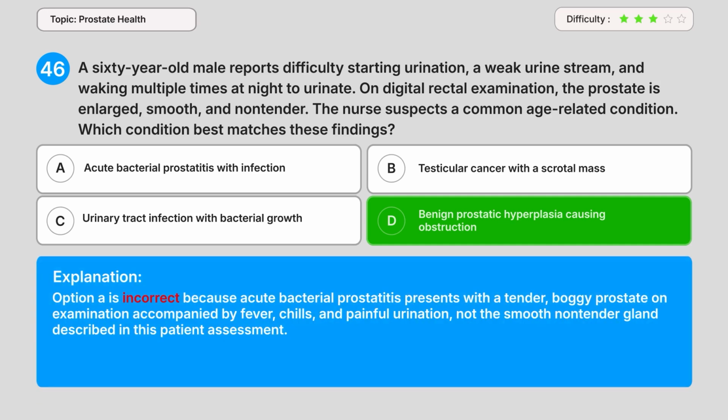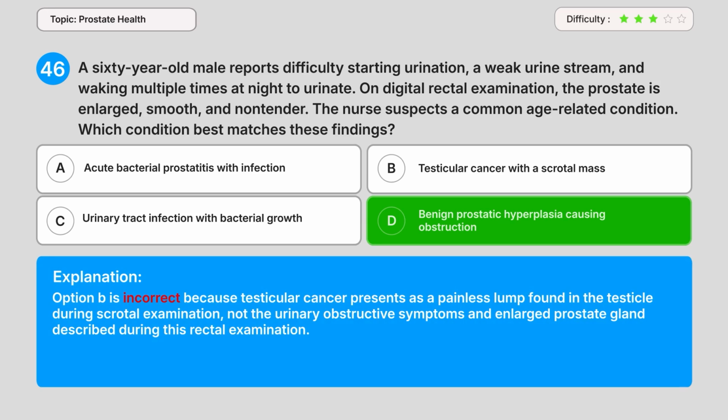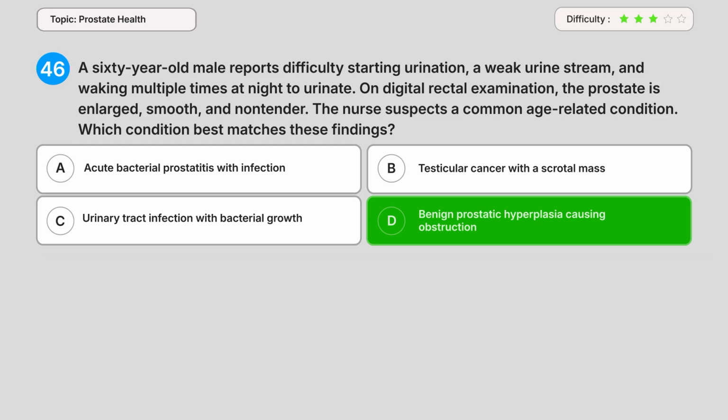Option A is incorrect because acute bacterial prostatitis presents with a tender, boggy prostate on examination, accompanied by fever, chills, and painful urination, not the smooth, non-tender gland described in this patient assessment. Option B is incorrect because testicular cancer presents as a painless lump found in the testicle during scrotal examination, not the urinary obstructive symptoms and enlarged prostate gland described during this rectal examination.